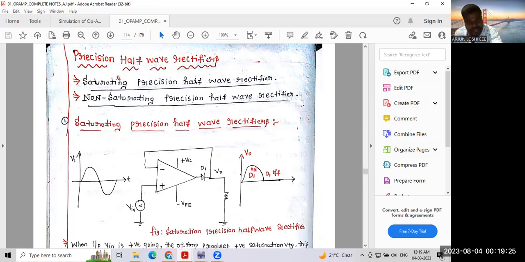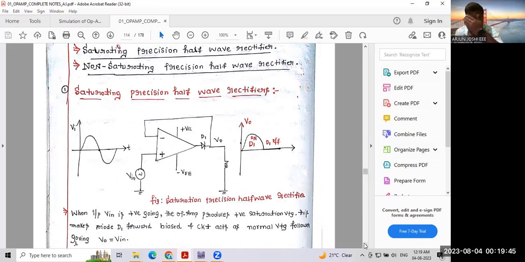You can neglect this diode. First, you can neglect this diode and assume it is a voltage follower. It is a voltage follower, without any diode. Whatever input we give, it is going to generate the same in the output. With the diode, what is going to happen? Let's understand. This is nothing but a load resistance.